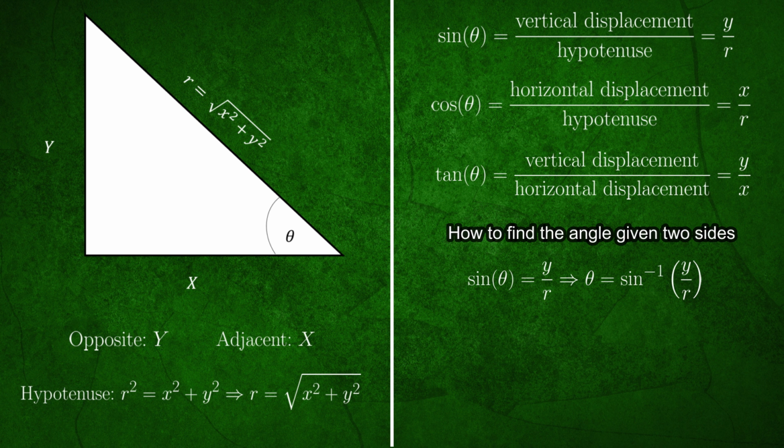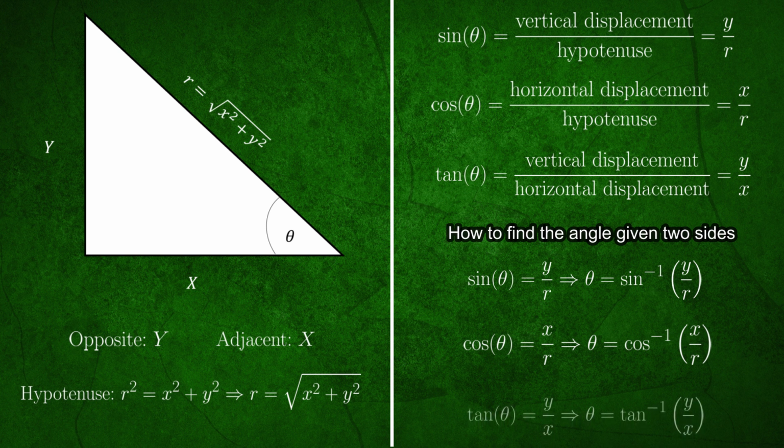We can also use the function cosine of theta for finding the angle. We only need to know the side x and the hypotenuse, and theta will be equal to arc cosine of x over r. Finally, if the sides are given, meaning the opposite to the angle and the adjacent to the angle, we can use the function tangent of theta for finding theta. And thus, theta will be equal to arc tangent of y over x.